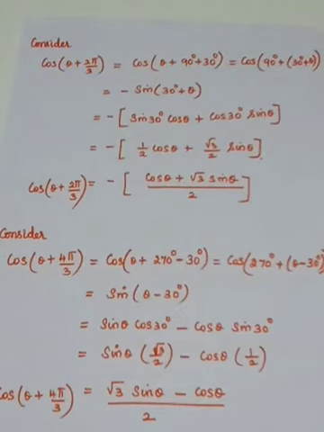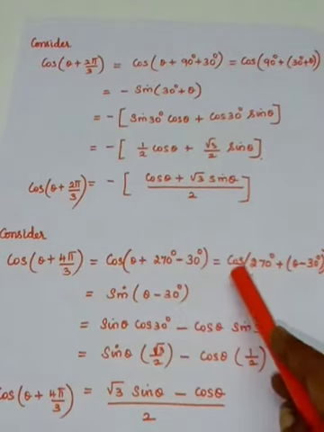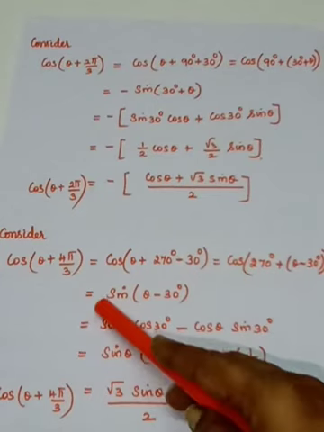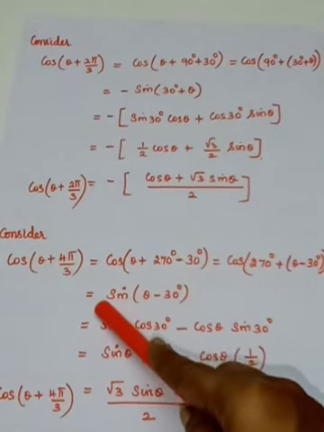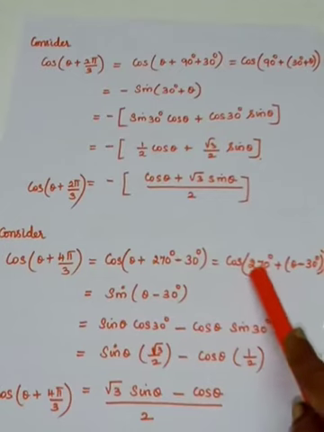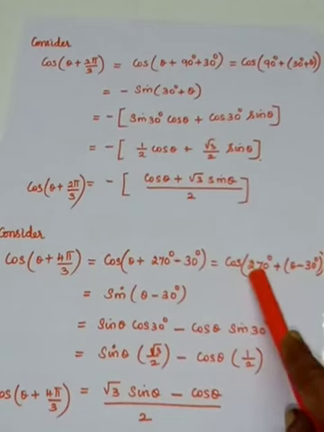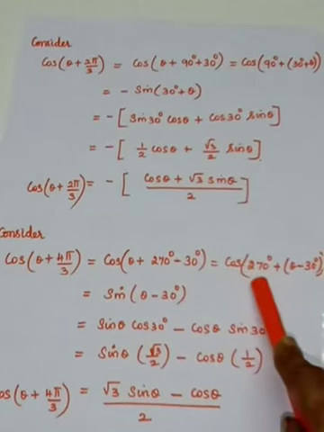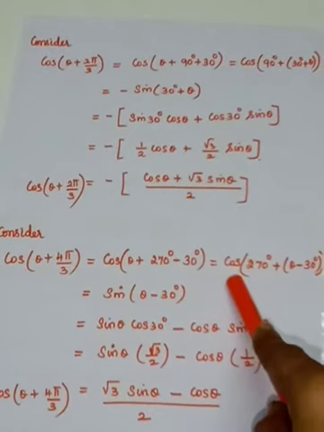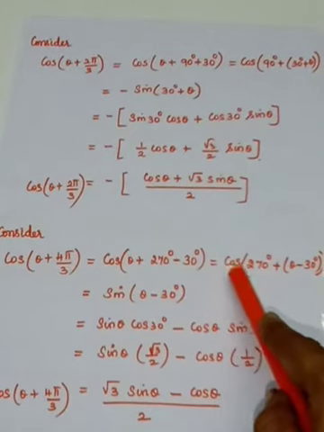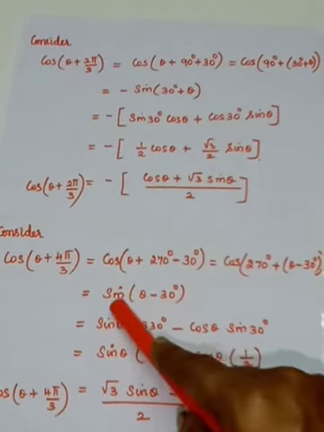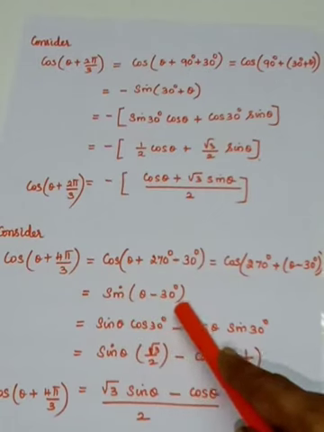270 degree plus some angle is added, so it comes to the fourth quadrant. In the fourth quadrant your cos is positive, so here I didn't write any symbol. And 270 degree is 3 into 90 degree, so it is an odd multiple of 90 degree. So you have to write the complementary ratio or co-ratio. So for cos you have to write sine. So sine of theta minus 30 degree.